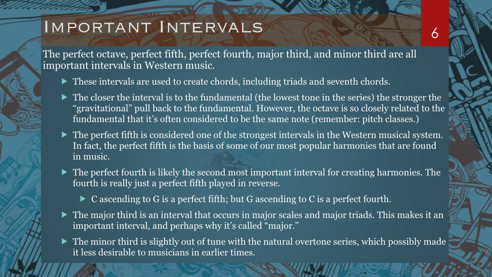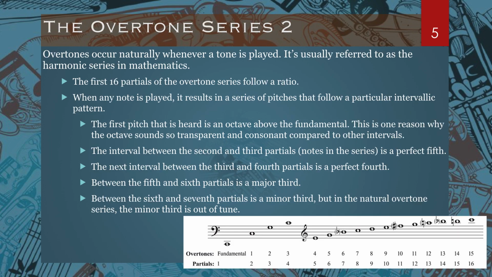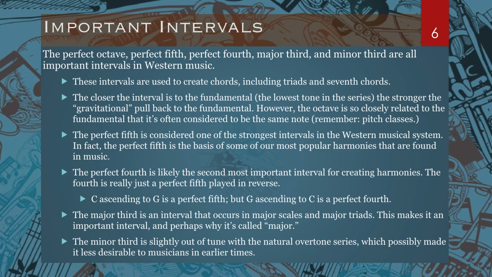Now the minor third is slightly out of tune with the natural overtone series, which possibly made it less desirable to musicians in earlier times. Again, if you look at this, you see the B flat in parentheses, that is overtone 6 or partial 7. Because it's in parentheses, that's telling you that it's out of tune, and that's your first minor third. So this is possibly why minor scales are considered minor, and major scales are considered major, because the major scales fit more nicely and conveniently with the overtone series.